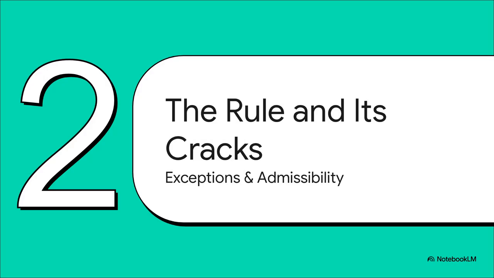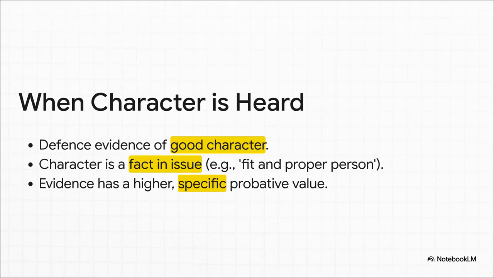Okay, so let's move on and see how the law builds this big wall to keep out prejudicial evidence. And, more importantly for us, where the cracks in that wall start to appear. Because that, right there, is where the marks are in an exam problem. Now, that wall isn't completely solid. First, there are some actual exceptions. An accused person can always introduce evidence of their own good character. And sometimes, in civil cases, character is the central issue, like if someone's a fit and proper person.